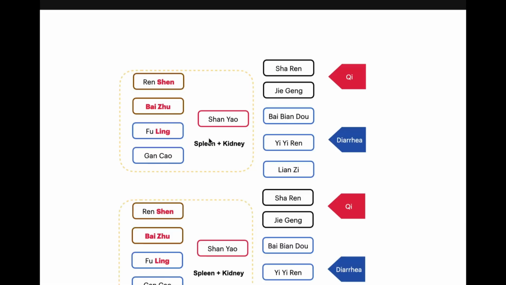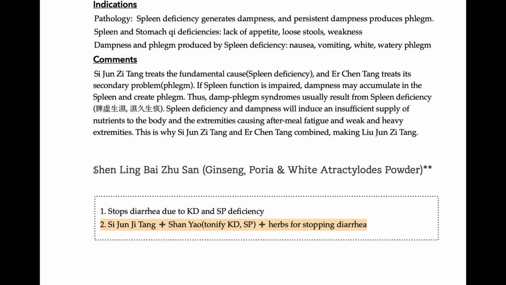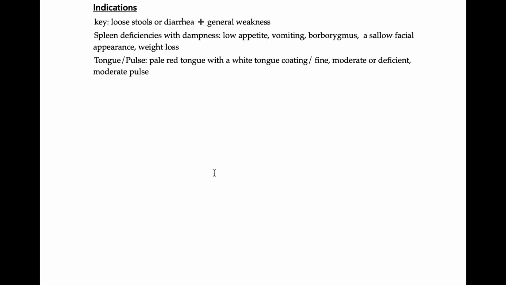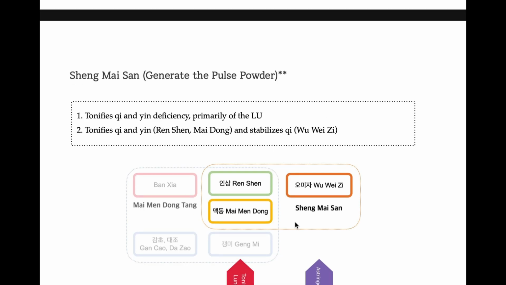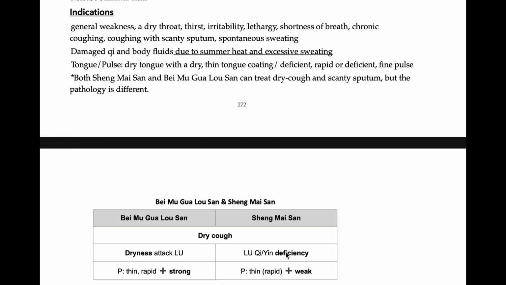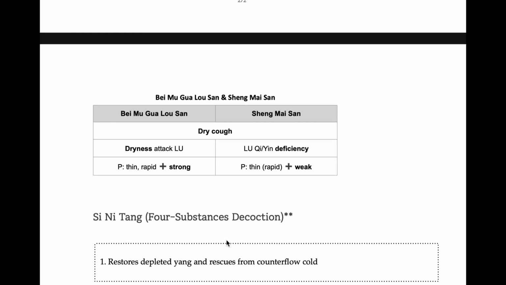There is Shenling Baizhusan. Shenling Baizhu means Sijunzitang. Can you tell? Ren shen, Fuling, and Baizhu. This is Sijunzitang. So this is based on Sijunzitang. So commonly used for elderly people's diarrhea. And Shengmaisan. And this one is for summer. Very similar to Maimendongtang. It also treats coughing too. Dry coughing, but weakness, with Renshen. But Beimu Gualou San does not have Renshen, so it does not treat deficiency.